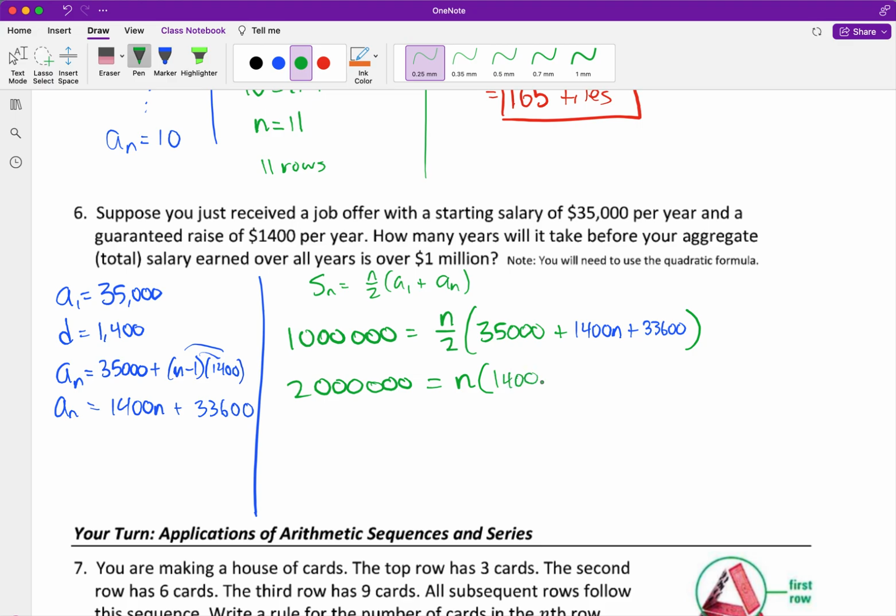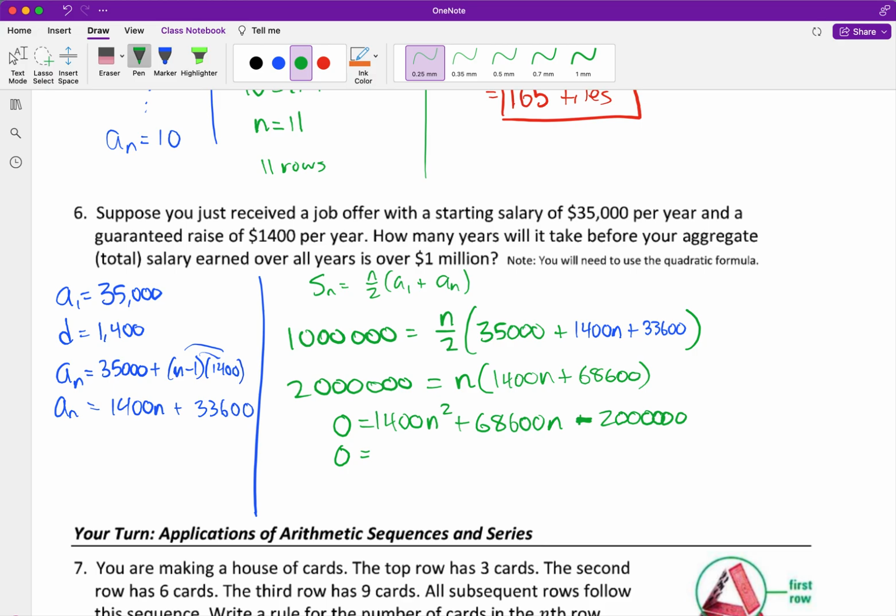So 1400n plus 68600. And if I distribute the n through and move the 2 million over, I'm going to get 0 equals 1400n squared plus 68600n minus 2 million. Woo! All right. And let's just clean that up a little bit.